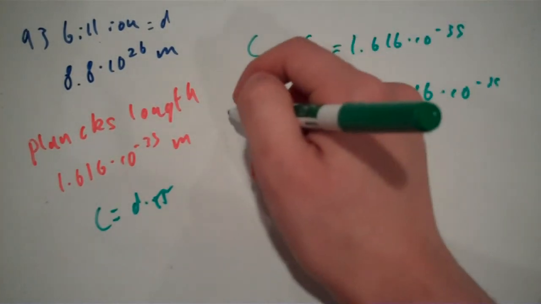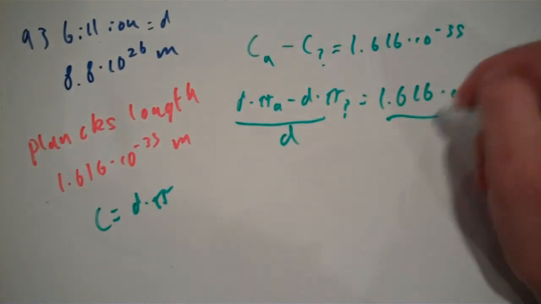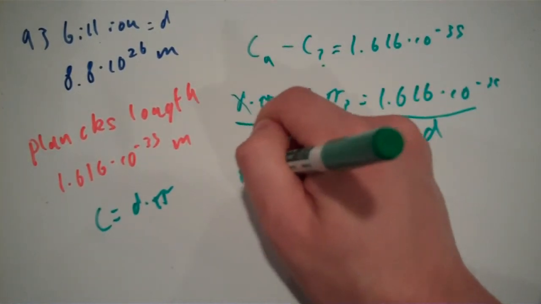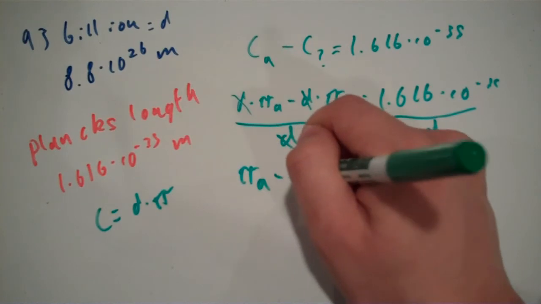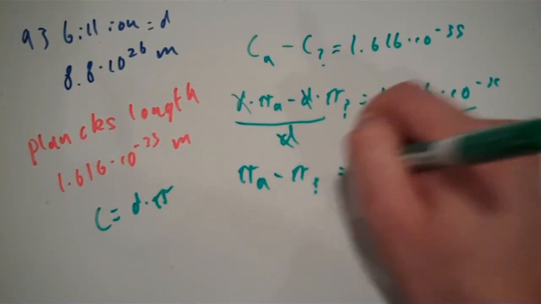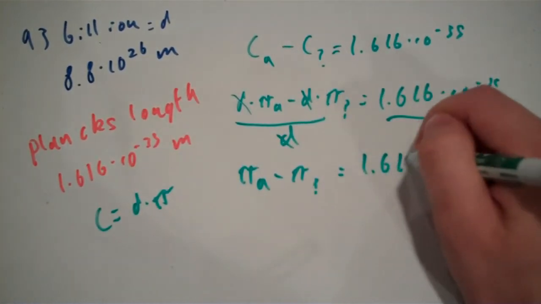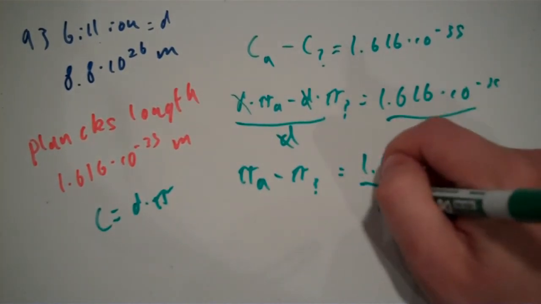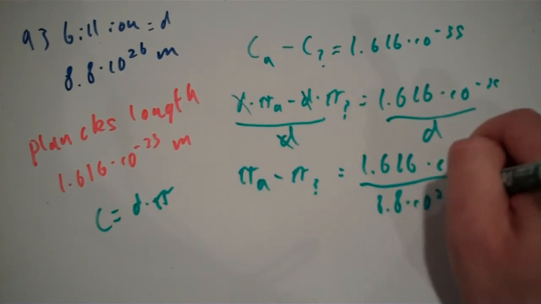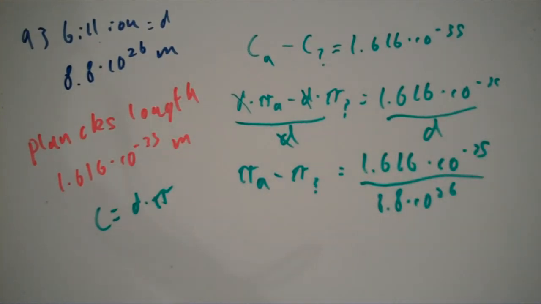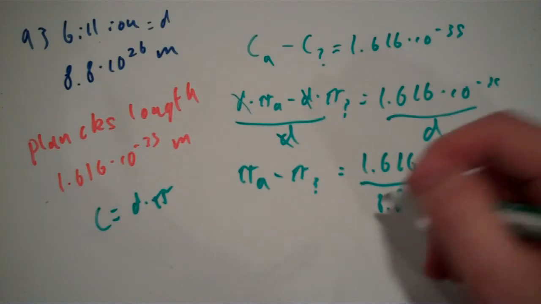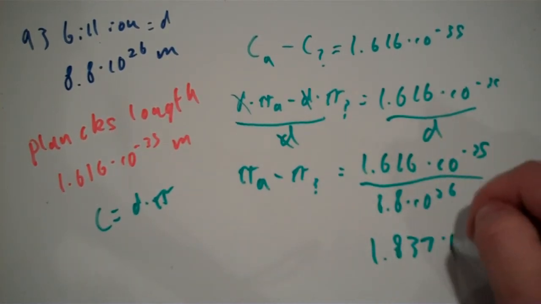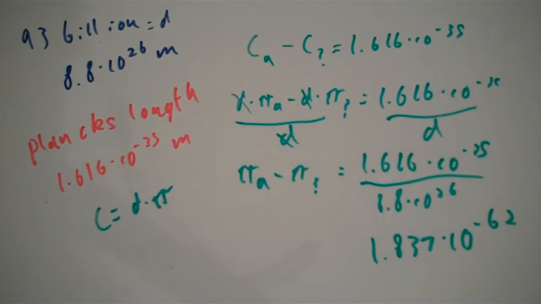And we can divide a d out of both sides. So d cancels from all of this. So we're now left with the actual pi minus the approximation of pi. And that needs to equal 1.616 times 10 to the negative 35 over 8.8 times 10 to the 26th. And this fraction is approximately 1.837 times 10 to the negative 62.